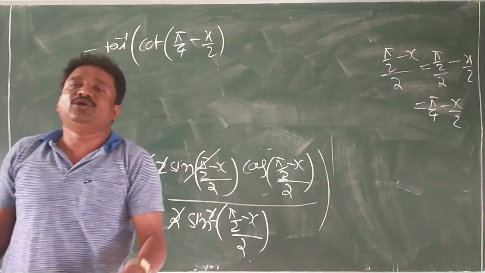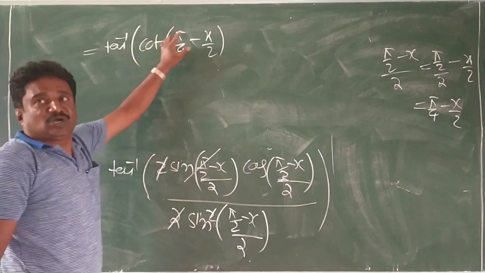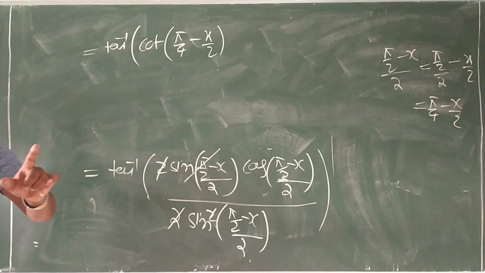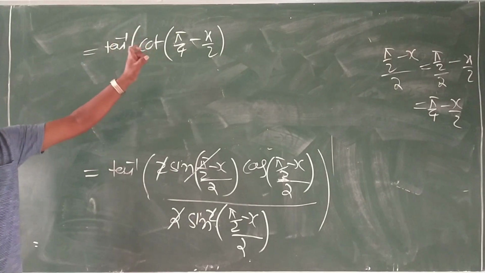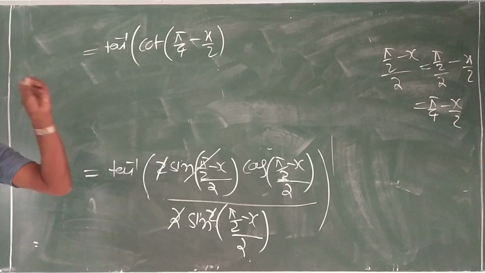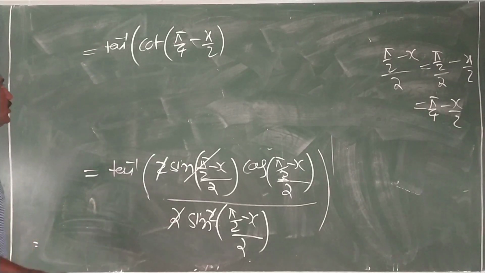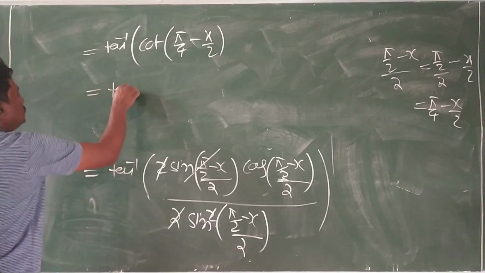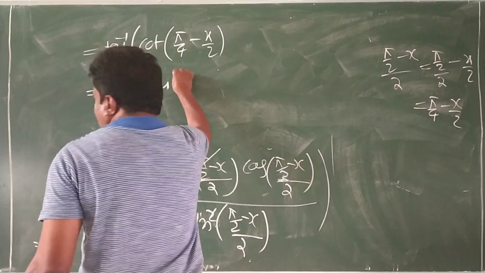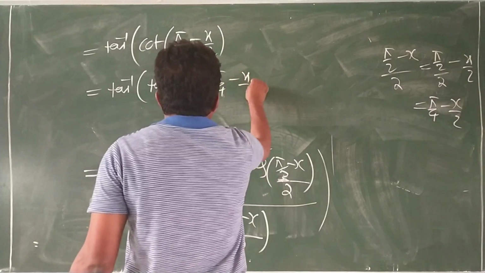Whenever a change is required, you use 90 minus theta. Take this as cot theta. What is cot theta? Tan of 90 minus theta. If I change cot into tan, cancelling of tan inverse and tan is possible. That serves our aim. Okay, tan inverse, you change cot into tan. Cot theta is tan of 90 minus theta. Tell me, what is 90 minus theta? Pi by 4 minus x by 2.